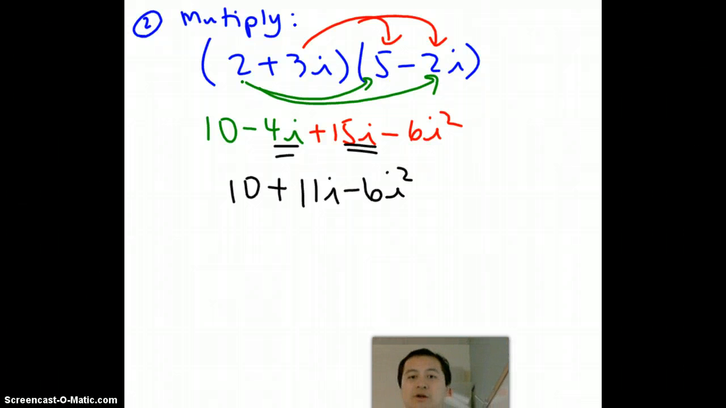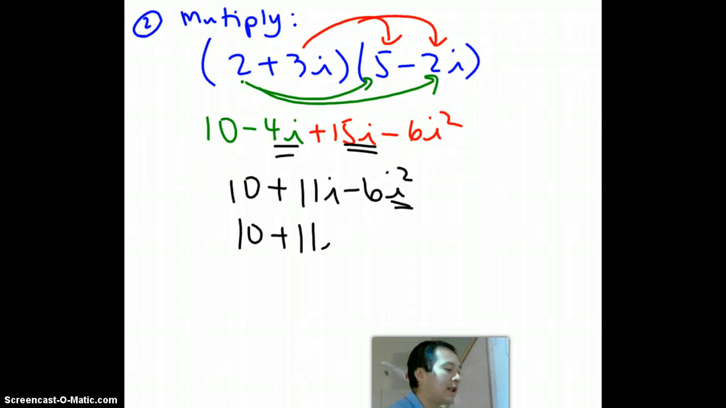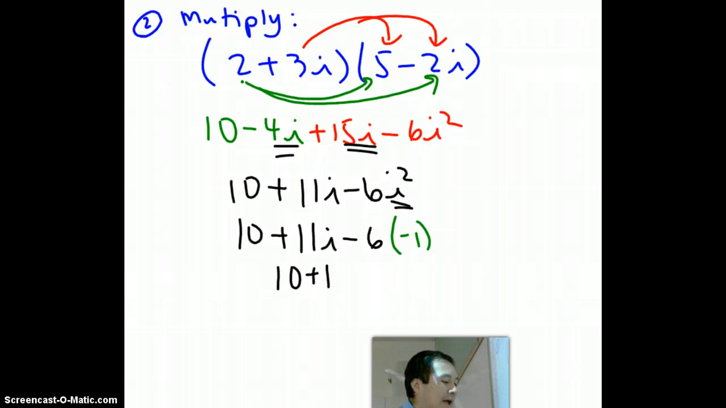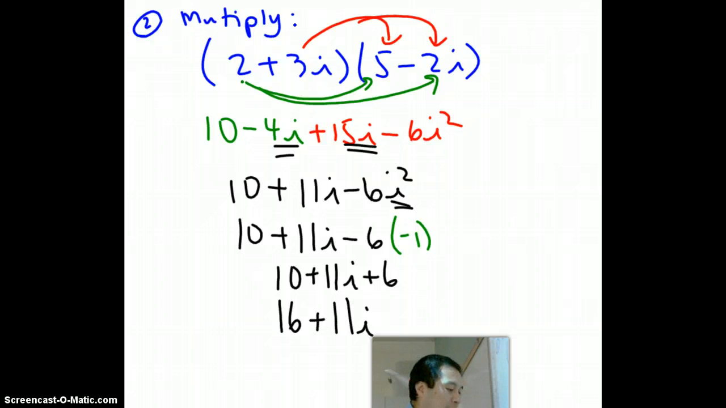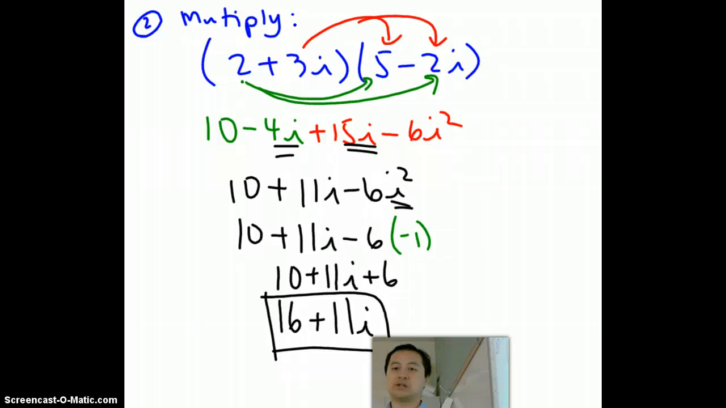Is that good enough for an answer? No, it's not. Good, you caught it. I squared right here. Remember, we can't have more than one I, so fix it. 10 plus 11i. What's I? Imaginary. Good. What's I squared? Negative 1. So minus 6, take out that I, put in a negative 1. This becomes 10 plus 11i plus 6, which is going to be 16 plus 11i. Real first, and then imaginary.